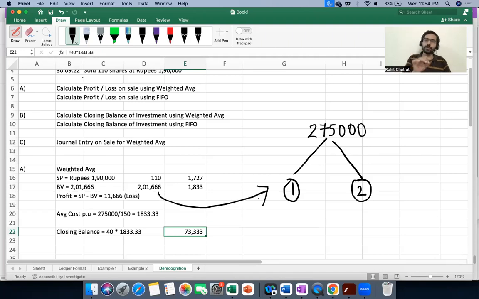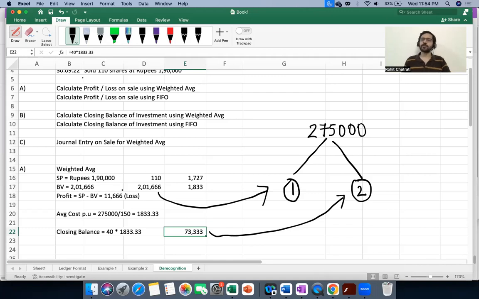The acquisition cost, or the cost of investments that you have sold, was 2,01,666. Your selling price is different, that is 1,90,000. But my question is, the 110 shares that you sold, what was the cost of it? That is 2,01,666. The second part is you still have 40 shares left with you. What is the cost of those 40 shares? That is 73,333.